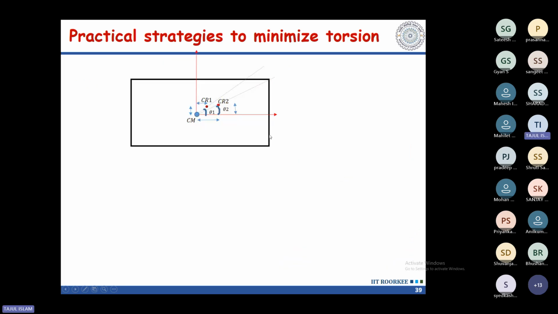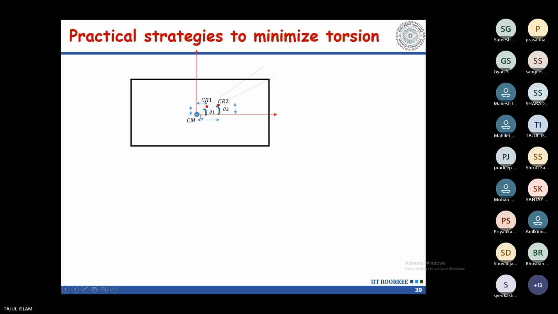For that, you can refer to this figure. Let's say in the original structure before improvement, my center of mass was located here and center of stiffness was located here. So this is the X distance eccentricity, and this is the Y distance eccentricity. Okay. And this is your rotation.